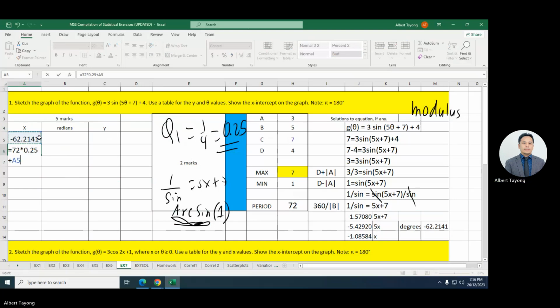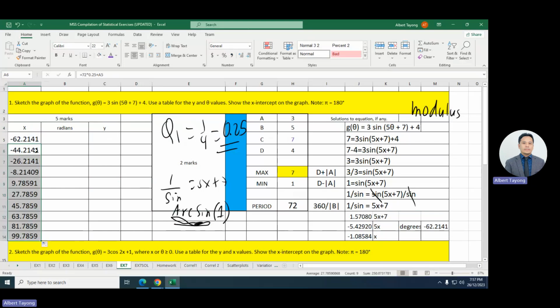Above. What is the first x? Negative 62.2141. Enter and drag it down. Select the second, drag it down. It's like plus 18, plus 18, plus 18. It keeps on adding by 18, 18, 18.